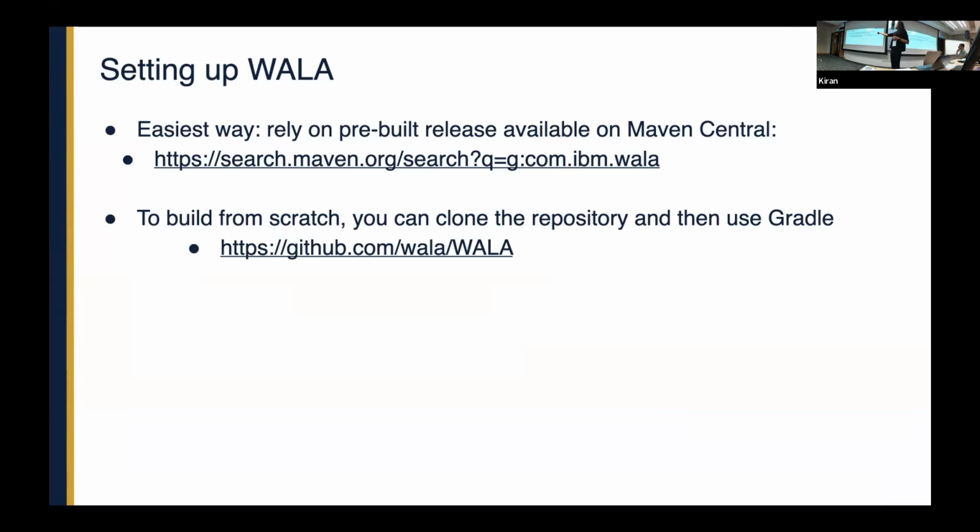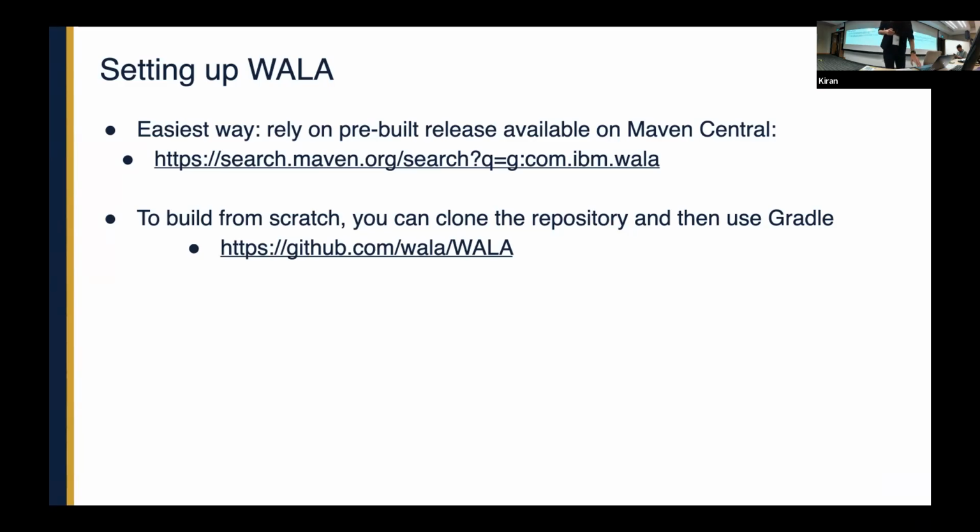So you just go there, search for com.ibm.wala, and you will be able to find all the packages, all the jar files that WALA has released. You can also definitely clone the repository for WALA and then use Gradle to build from scratch. It's really up to you, but probably you would prefer to use the precompiled binaries.